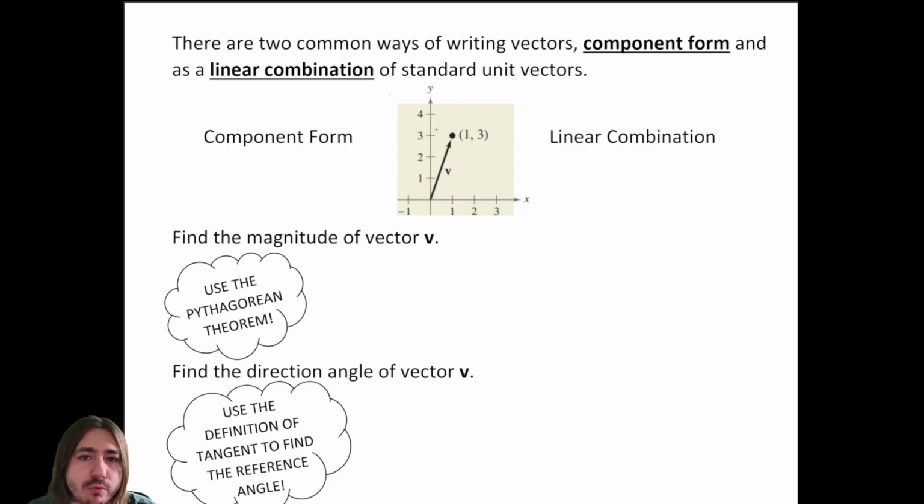The way that we write this in component form is we use these little vector brackets, which are kind of like parentheses, but angled like this. And then we write the terminal point inside here. The way I know that I'm writing a vector instead of a coordinate is because I use these little vector brackets here.